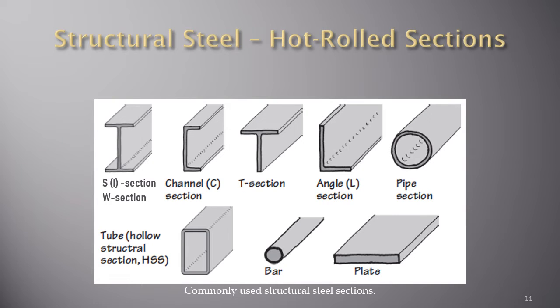So here are some of the typical hot rolled shapes. Here is the S, once upon a time known as an I-beam, the S section and W section. They are very similar, and I'll show you the differences shortly. The channel section, angle, pipes, hollow tubes, bars, or plates. The T section is essentially an S section or W section that is split right down the middle.